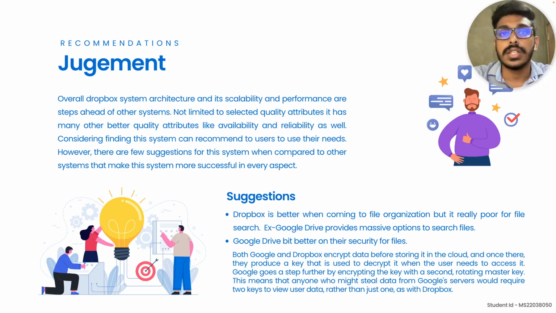Both Google and Dropbox encrypt data before storing it in the cloud, and they produce a key that is used to decrypt it when the user needs to access it. Google goes a step further by encrypting the key with a second rotating master key. This means that anyone who might steal data from Google's servers would require two keys to view user data rather than just one, as with Dropbox. So this suggestion will make this system more successful.